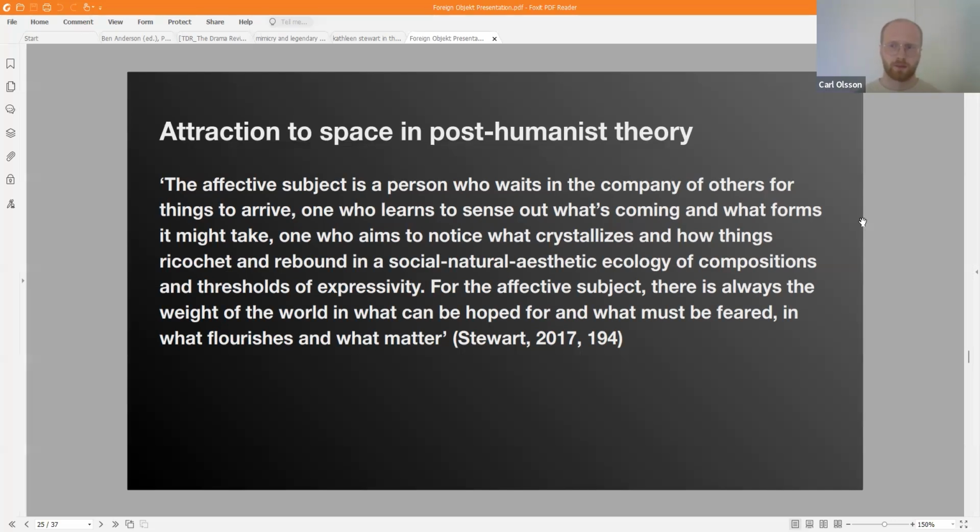So again, what might be called a very immanent view of the subject, someone who is really, really there as one thing among others that move around and have their own force of agency, almost.